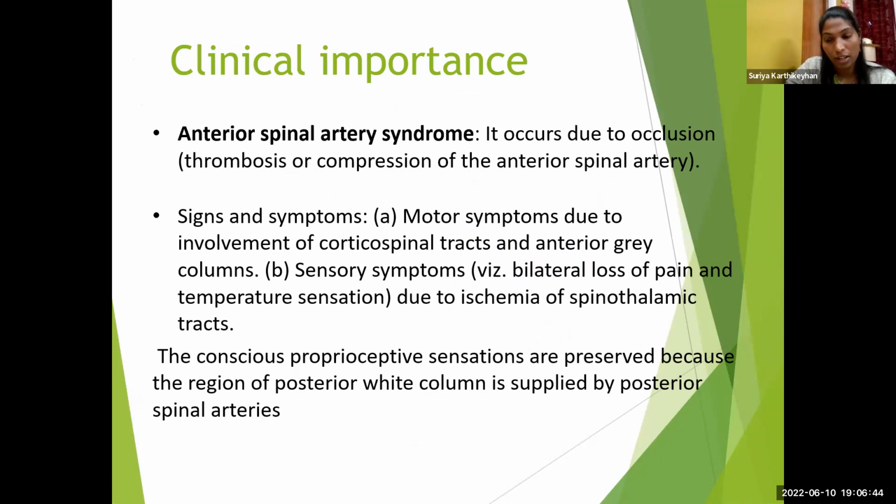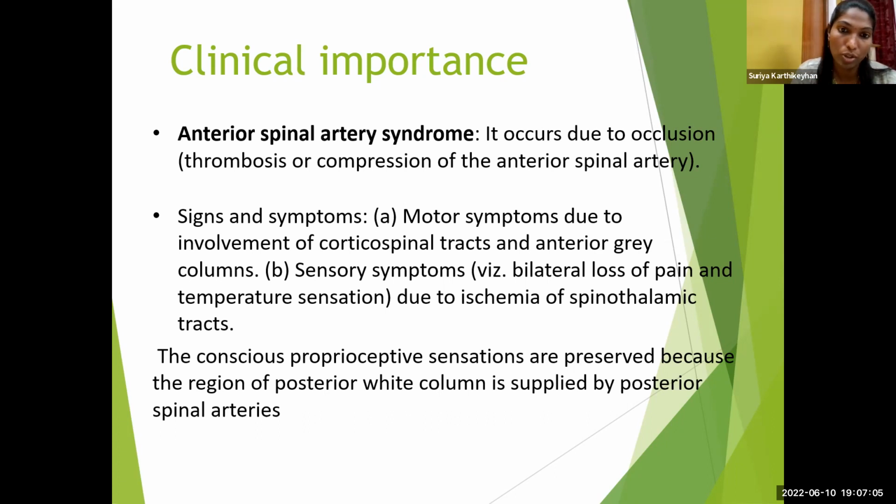Another clinical importance is anterior spinal artery syndrome. If the anterior spinal artery is occluded by thrombosis or compression, it can lead to decreased blood supply to most of the anterior part of the spinal cord. So what happens? The motor symptoms are lost.